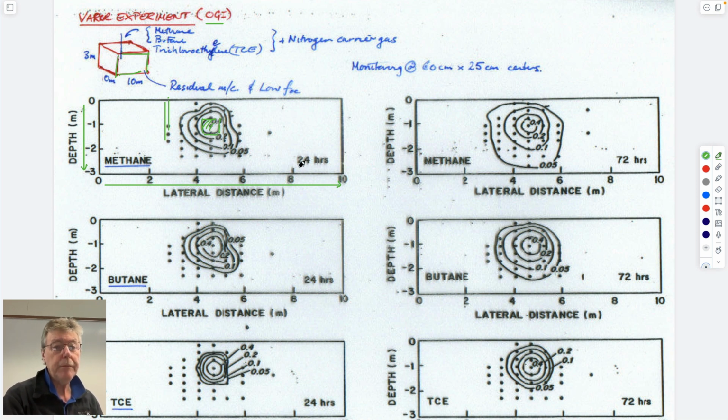And they're looking at what happens over 1 day and over 3 days by going into it and sucking air out of here and using a gas chromatograph to measure what the individual concentrations are, and then contouring it in vertical section view rather than plan view, as we did for the Borden site. And you see that the biggest concentrations are close to the source, and they get progressively less as you go further out.